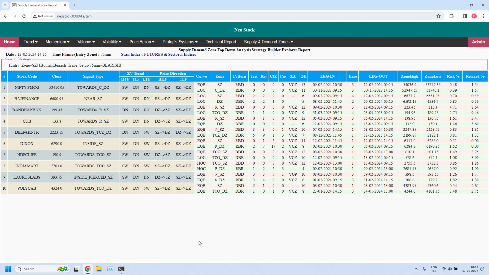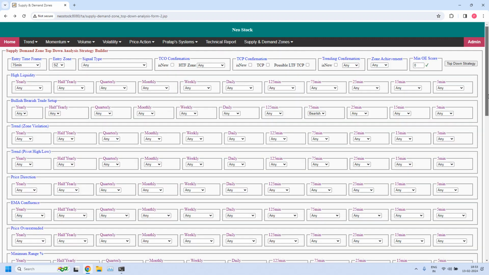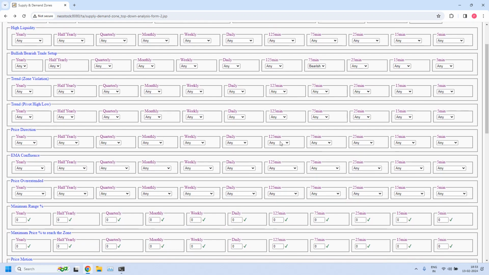Because the list is very small, now easily you can filter. So what I do, instead of setting the remaining filters, I just check stocks near to the supply zone. That is the only thing I will check. Maximum price percent to reach the zone. Let me check 75 minutes 1% level.